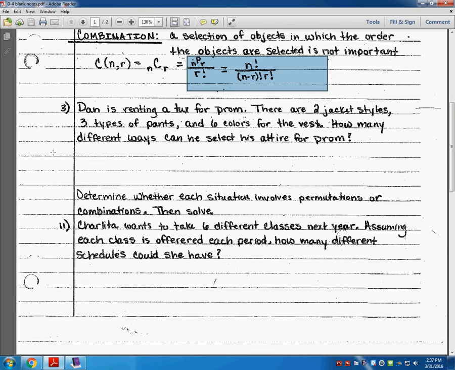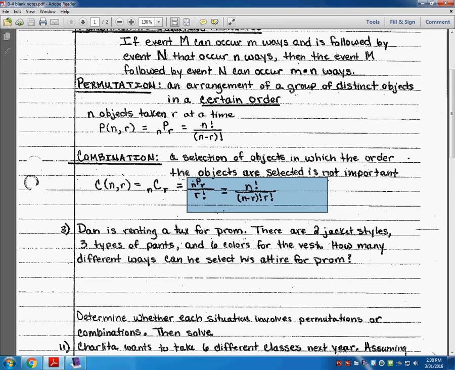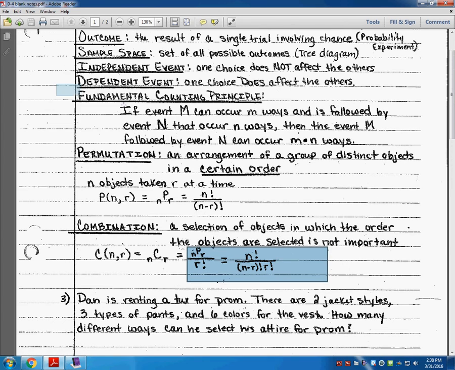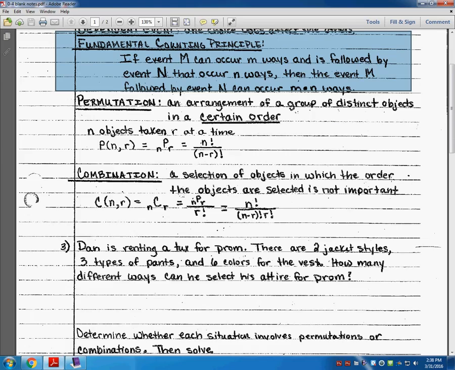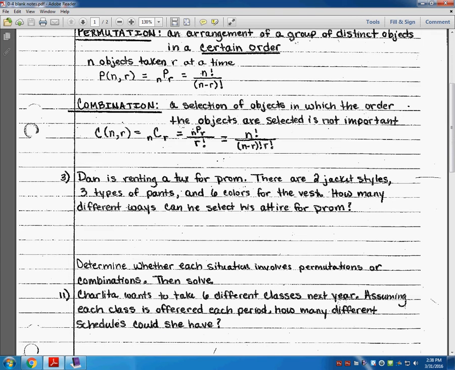Number 3. Dan is renting a tux for prom. There are 2 jacket styles, 3 types of pants, and 6 colors for the vest. How many different ways can he select his attire for prom? So this is going to be the fundamental counting principle. It's really easy. You just take the number of options you have times the next number times the next number.